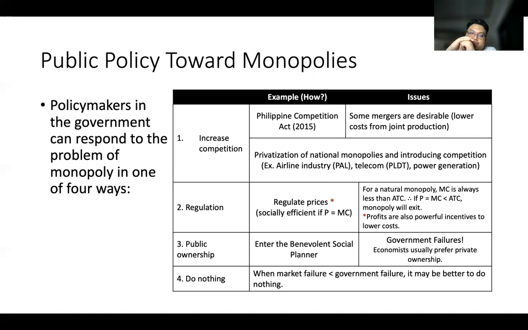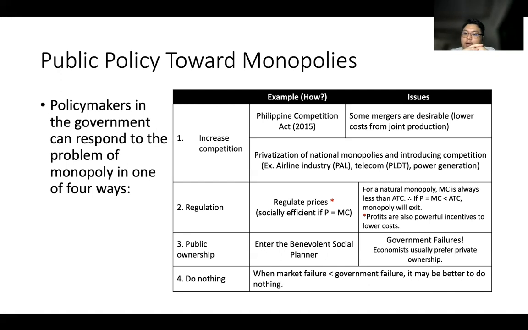Next is regulation. So of course, regulating prices, reining in how high prices can go in a particular market. For a natural monopoly, marginal cost is always less than average total cost, and so you could just read on that. And third is public ownership. So the government can just buy that particular firm, the government can become the producer of that service or good, right?